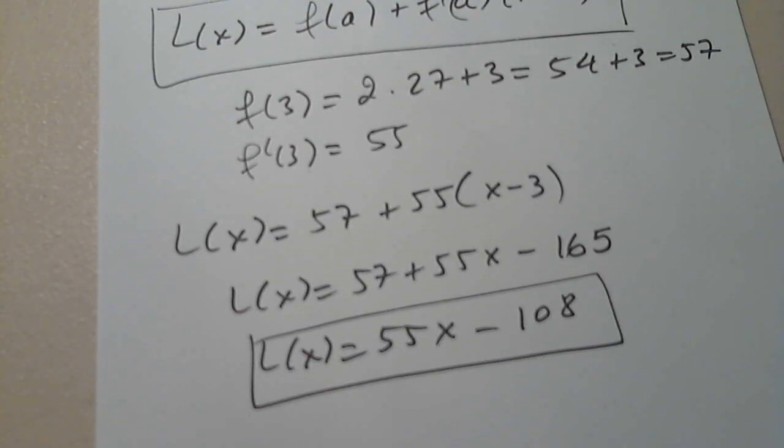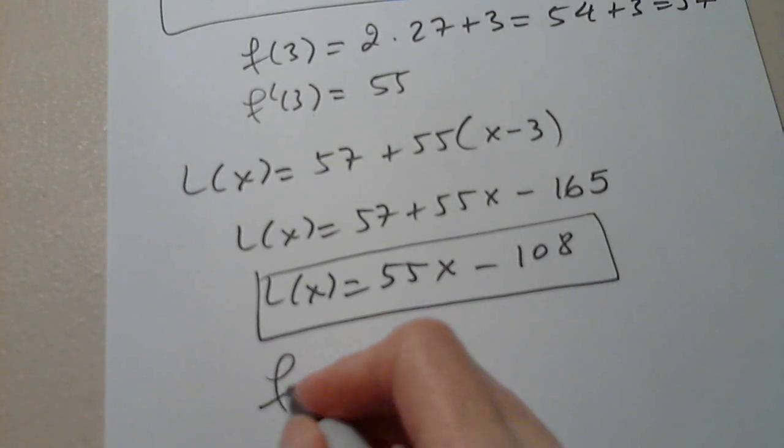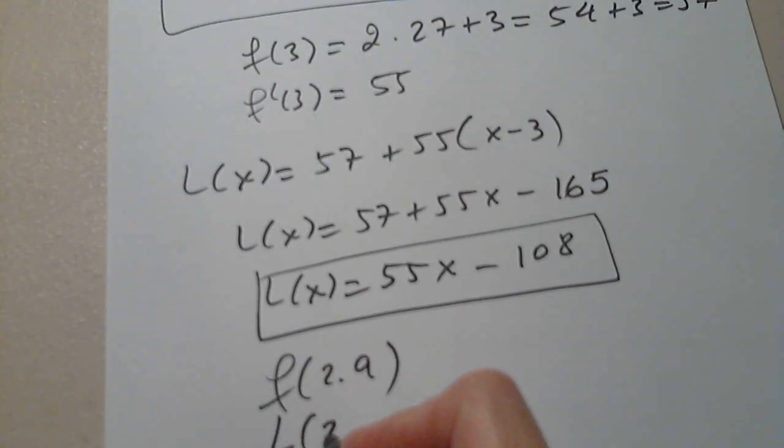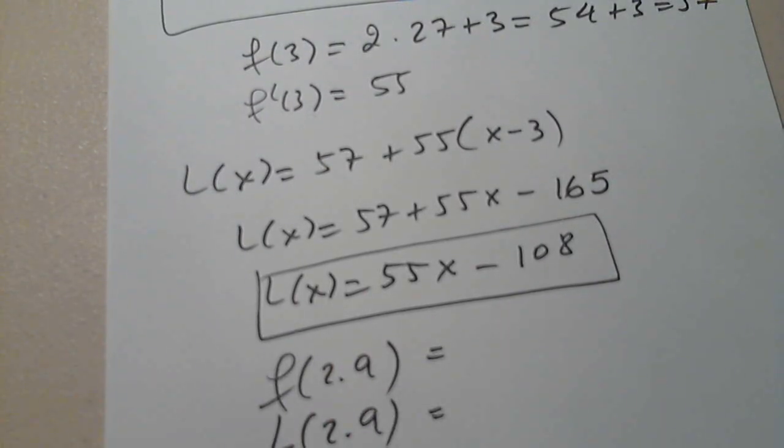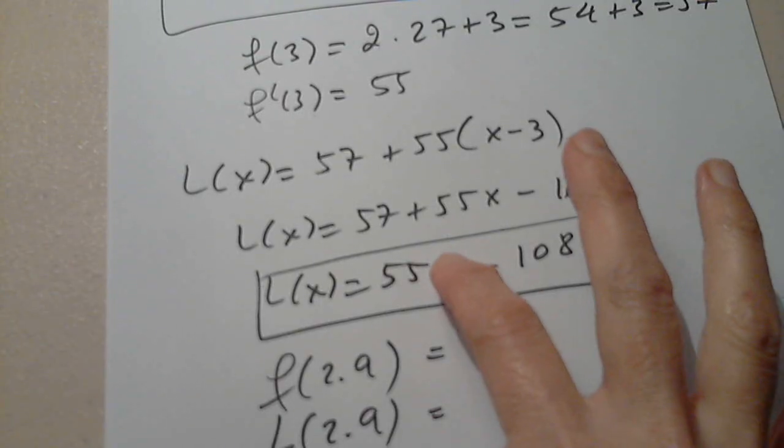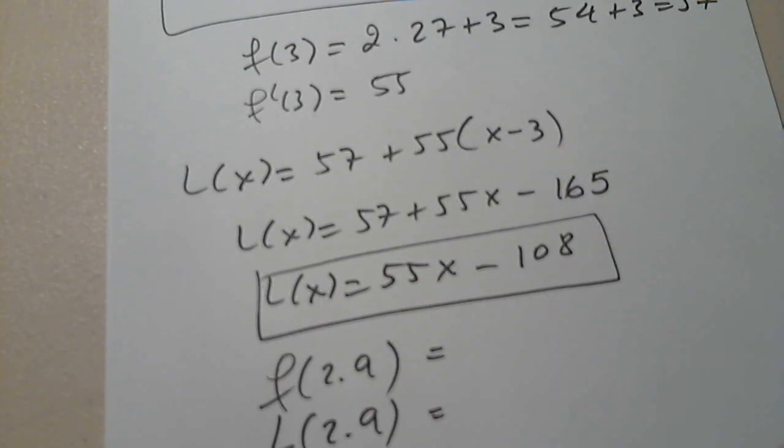Okay, then it's asking us, use the linearization from part A to approximate f of 2.9. Then compare the approximation to the actual value of f of 2.9. So we want to look at f of 2.9 and at L of 2.9, and they should be very close. Of course, this must have some error in it. This will be exact. This will have some error, but it will be a very good approximation of the answer we get with f.